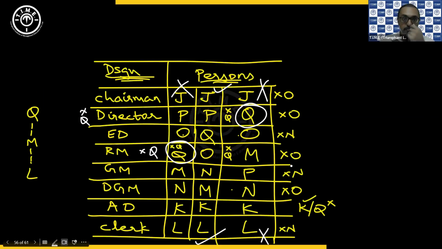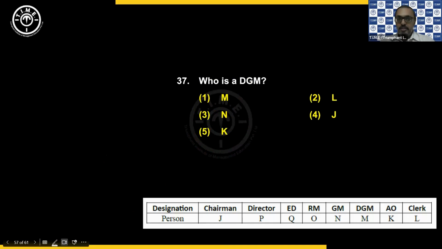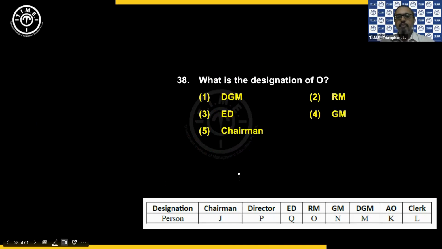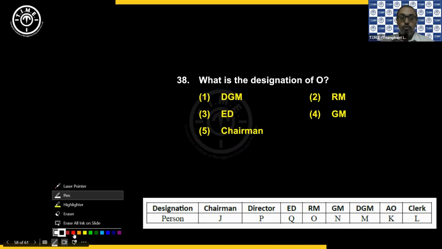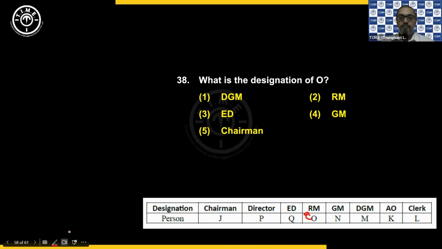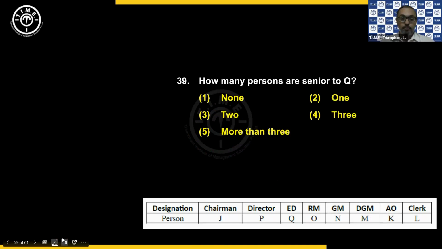Okay. So now based on this, let's have a look into the questions. Here the arrangement is given horizontally. That is fine. Who is the DGM? DGM is M, and that's available in the first option. Then what is the designation of O? O's designation is RM, and RM is given in choice 2. Then how many persons are senior to Q? In this case, on the left side of Q, there are 2 people. So 2, which is given in the third option.